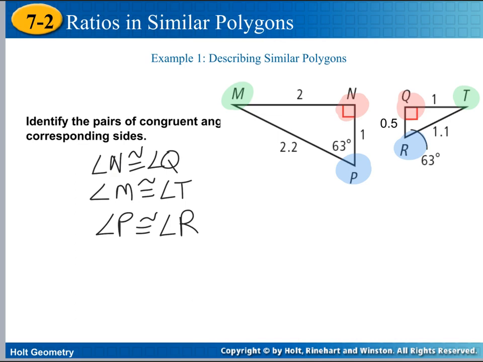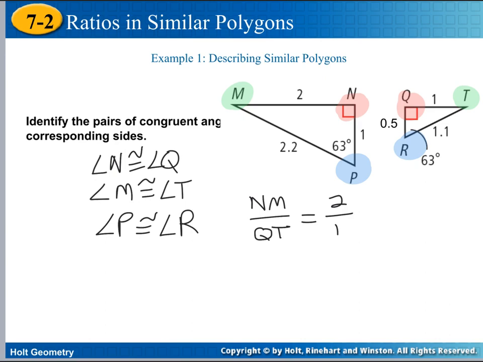And now I have to show that the sides are in proportion. So I have to find the matching sides. Let's start with the side that's between N and M. NM is going to correspond, so I went from red to green, to QT. So the ratio of NM to QT is going to be 2 over 1. Now, if these are in fact similar polygons, I should get that same ratio for all the other pairs of sides. So let's continue on.